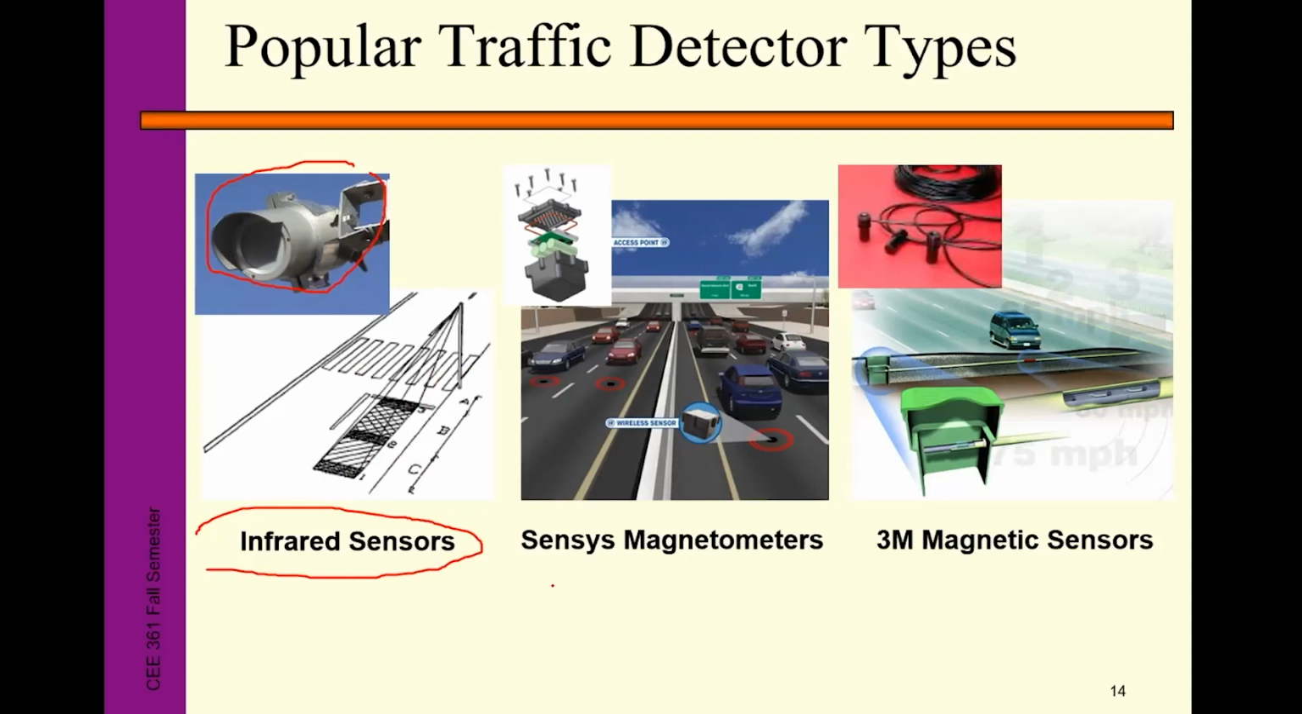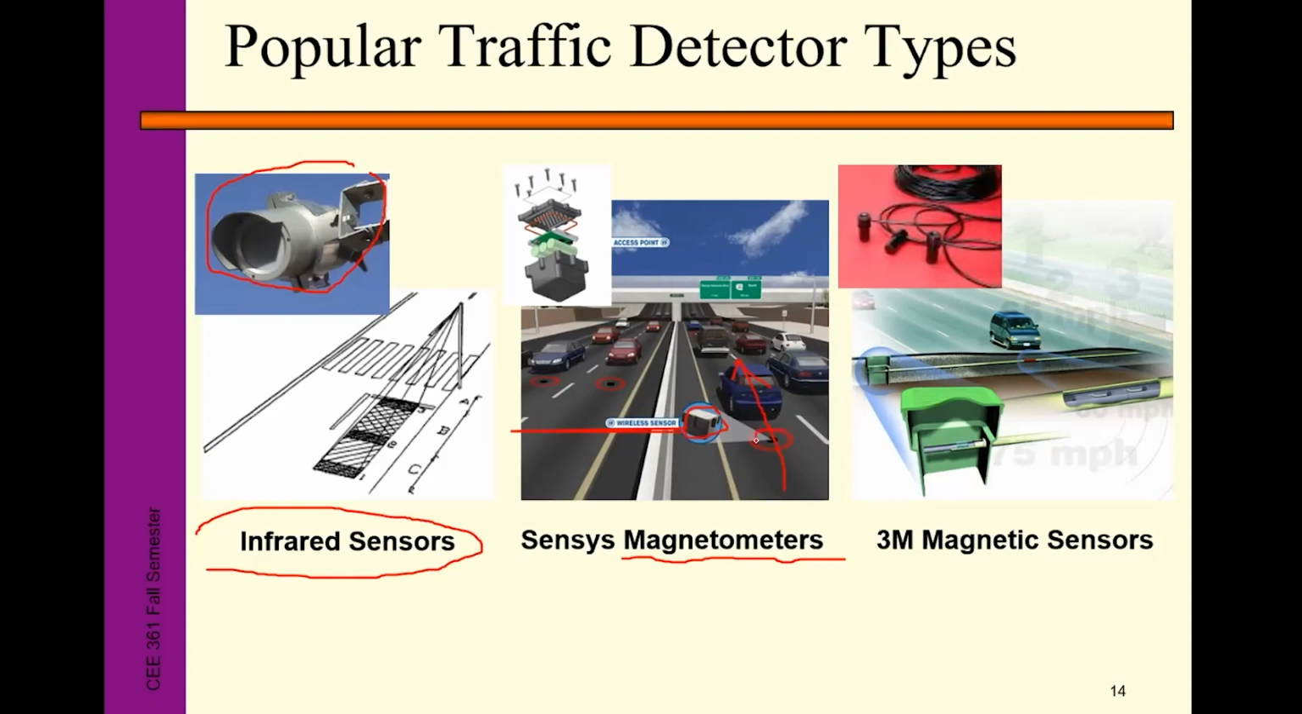And we have another type of sensor. This is a magnetic sensor, a sensor embedded in the pavement. When the vehicle passes over the top of this sensor, it generates a magnetic field change. The magnetic field change is converted into an inductance change, the inductance change is converted to a voltage change, and eventually this signal is captured by the roadside unit.